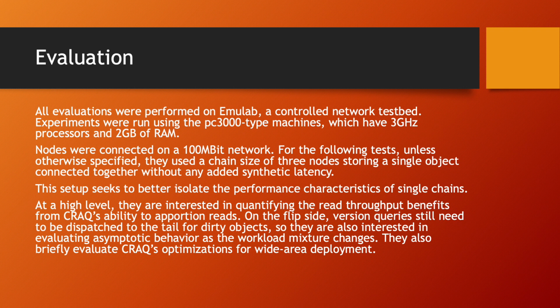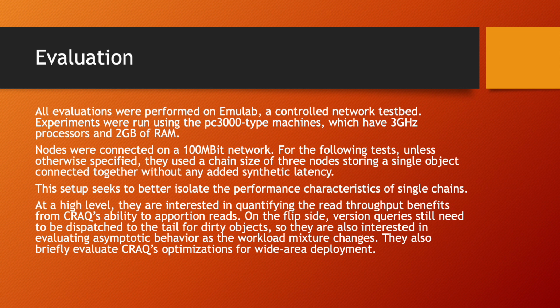All evaluations in this paper were performed on EmuLab, a controlled network testbed. Experiments were run using PC3000 type machines, which have 3 GHz processors and 2 GB of RAM. Nodes were connected on a 100 megabit network. For the following tests, unless otherwise specified, they use a chain size of 3 nodes, storing a single object connected together without any added synthetic latency. This setup seeks to better isolate the performance characteristics of single chains.